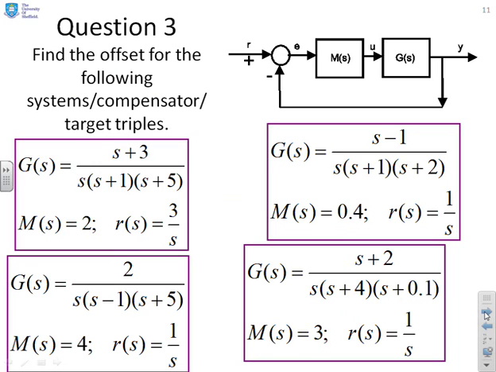Question 3. Find the offset for the following system compensator target triples. So again, you'll see there's 4 examples, and we'd like you to pause the video and attempt these before you look at the solutions.